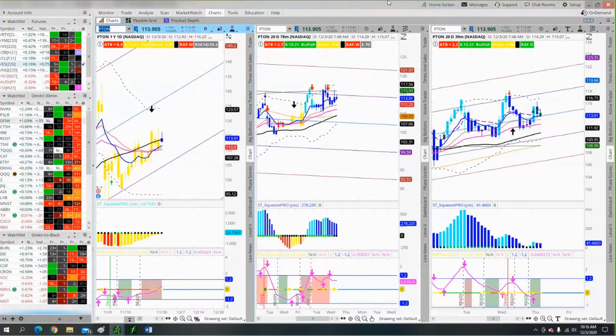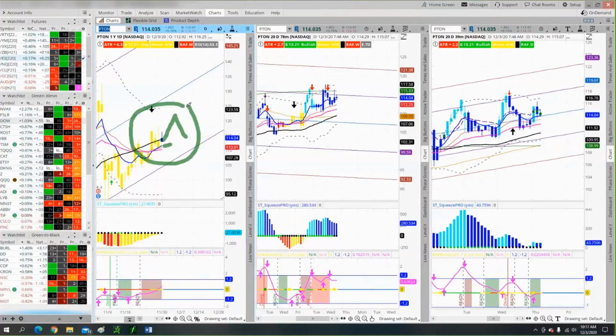If you have to squint your eyes, it's a little bit tricky. Look, it is crossing. It's a hard one on the daily. I'm not going to lie, guys. I would rather just kind of break up and then pull back. On the daily, it's a little hard.